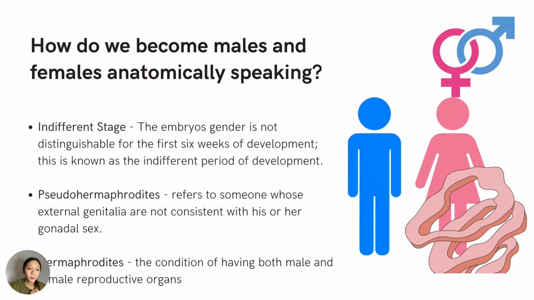Also, another example is the hermaphrodites. So, the condition of having both male and female reproductive organs. Dalawa yung meron siya, ari ng lalaki at meron din siya nung babae.